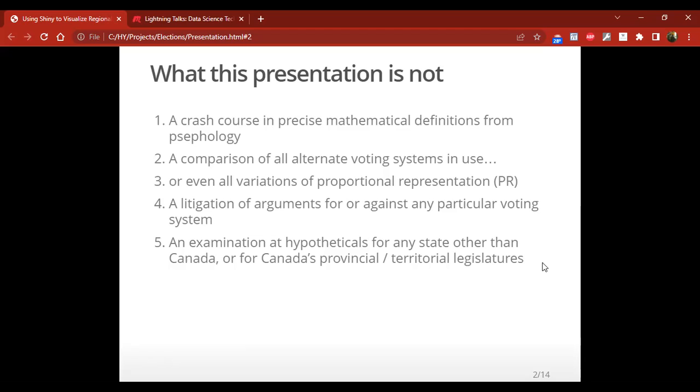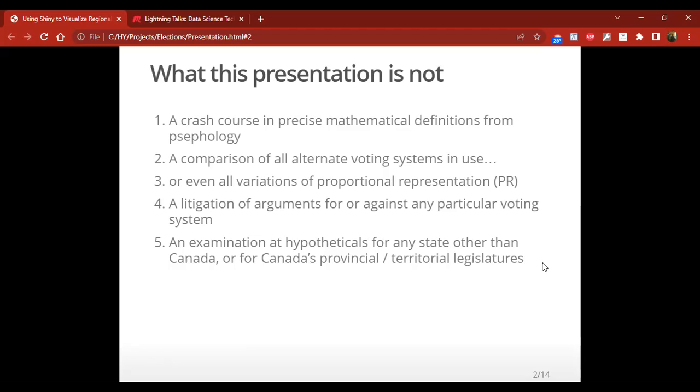So what this presentation is not: I have never claimed to be a sociologist. That's basically, in layman's terms, what TV presenters mean by election calculus or political calculus, and certainly I've never claimed to be that. So you're not going to get a bunch of precise mathematical definitions from that field.